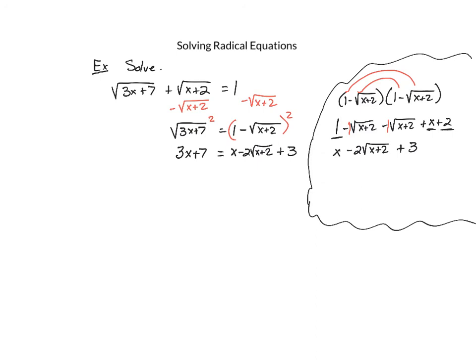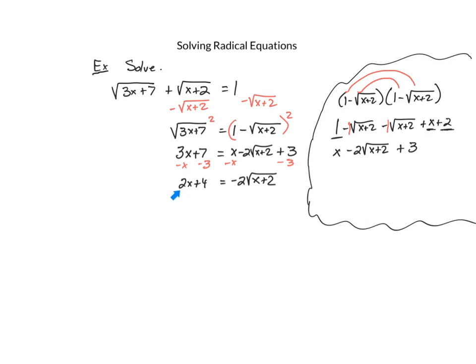Now I'm going to isolate my radical again. So let's subtract x and subtract 3. So our equation becomes 2x plus 4 equals negative 2 square root of x plus 2. Do you see that you could square both sides right now? Or you can take care of the coefficient. I look at the coefficient and compare it to the other side. I see that I have a negative 2 right here.